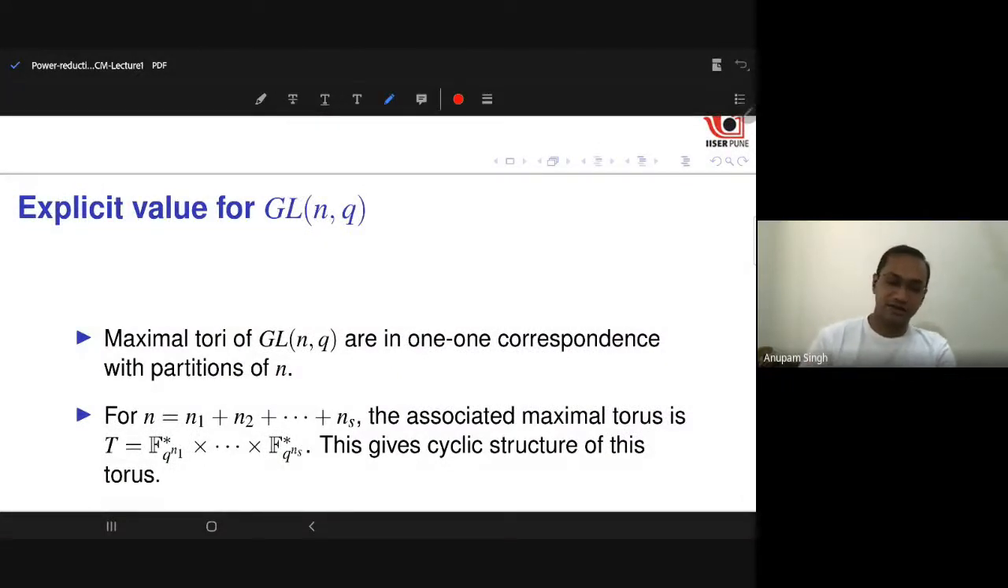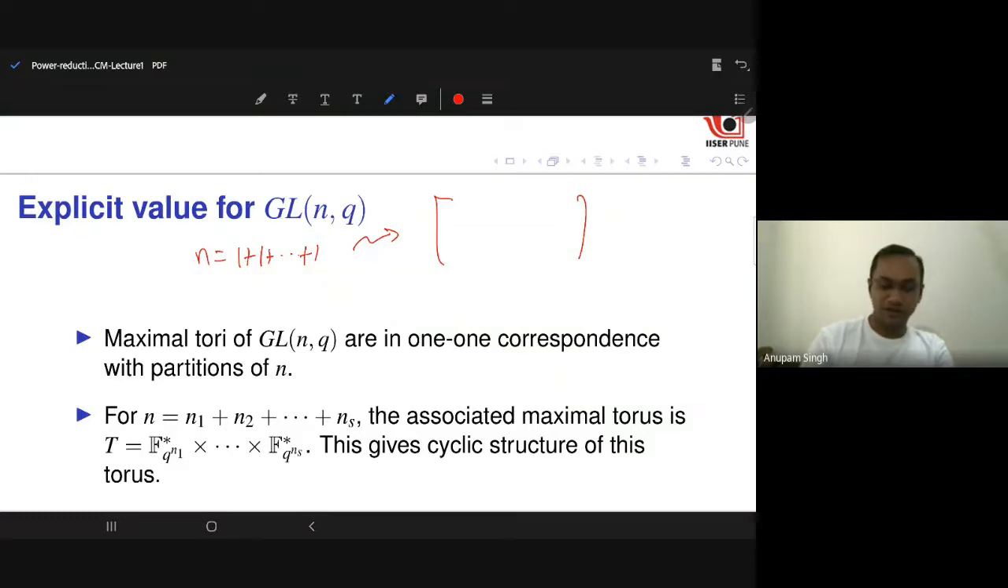So for GLNQ, basically we are looking at the n by n invertible matrices over the finite field FQ. Maximal tori in GLNQ are in one-to-one correspondence with partitions of n. If I take a partition of n, which is n1 plus n2 plus up to ns, then the associated maximal torus is something like this. How do we visualize this? I have this n by n matrix. Suppose I take the partition of n to be 1 plus 1 plus up to 1. Then the corresponding maximal torus.